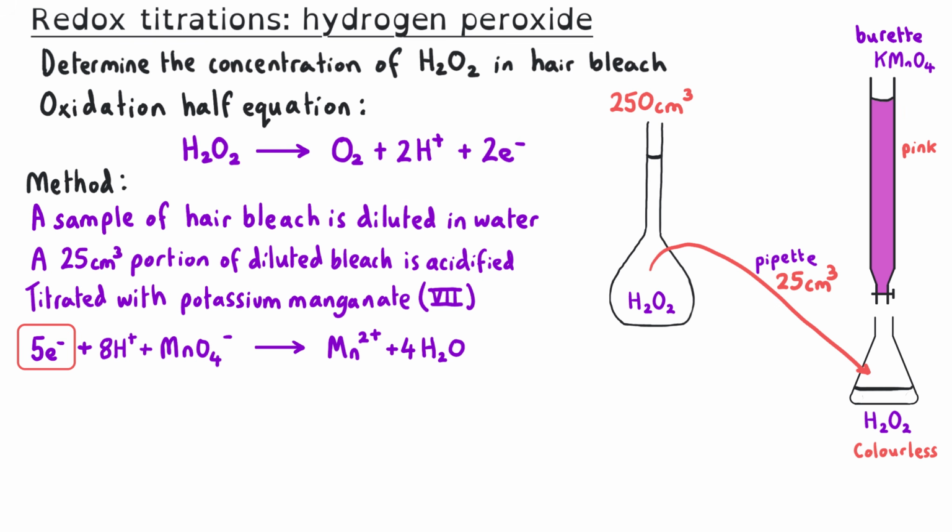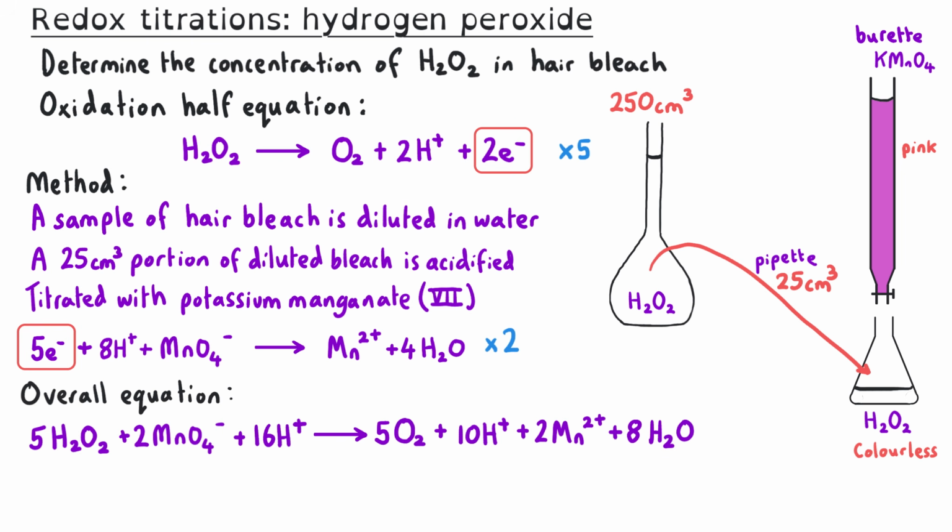Since 5 electrons are being gained by the manganate(VII) and 2 lost by the hydrogen peroxide, we need to multiply those half equations by 2 for the manganate(VII) and 5 for the hydrogen peroxide. When we combine those multiplied half equations, we get this overall redox equation that I'm showing here.